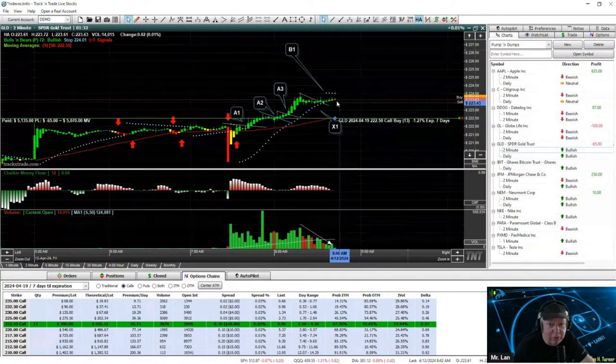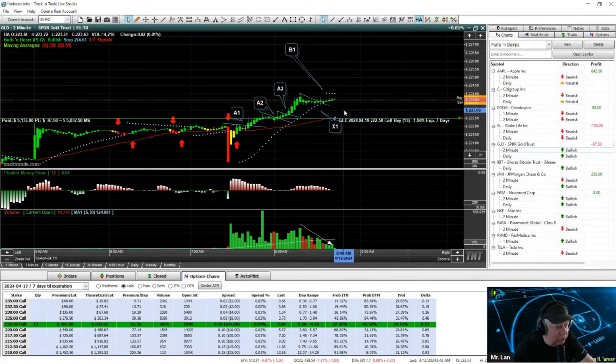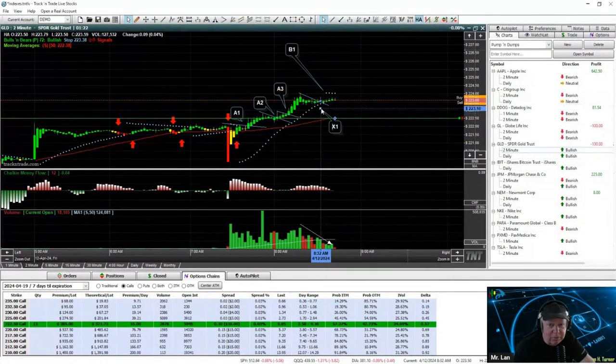Why didn't you wait for it to cross the blue lights? Well, because Michael Bruce was in a hurry. He wanted to get in. He said, don't wait, Len. Don't wait for it to cross the blue lights. Just get in now. I said, okay. All right, Michael Bruce. Michael Bruce is like, what the heck? I didn't say that.